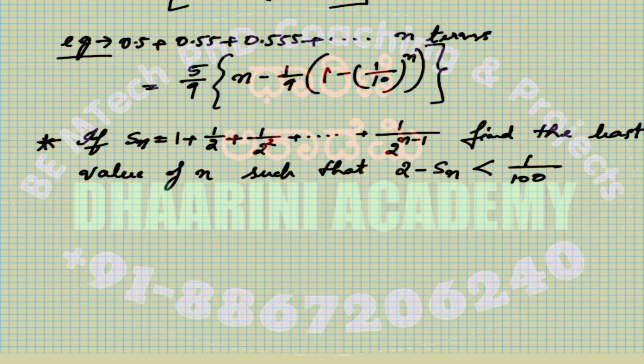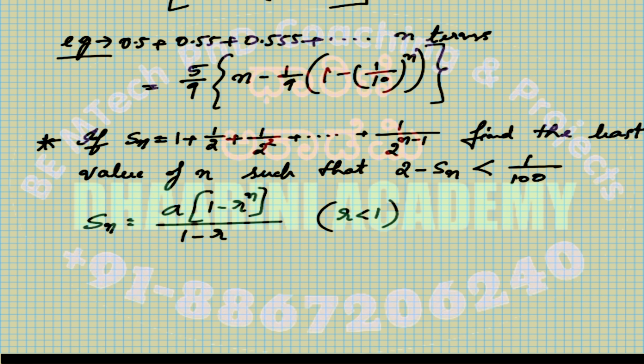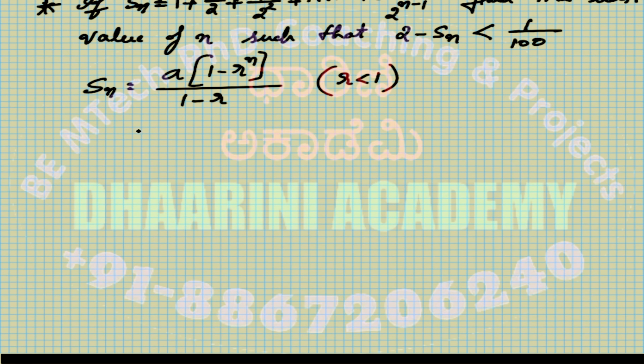All right, so let's try to solve this. Let me write the Sn. I can see that this is the sum up to n terms. As I know, Sn is equal to a into 1 minus r to the n divided by 1 minus r, provided r is less than 1. So I can see that this is satisfying for the given problem. I can directly write Sn is equal to a is 1, the first term, r is equal to half. So half to the n divided by 1 minus half.